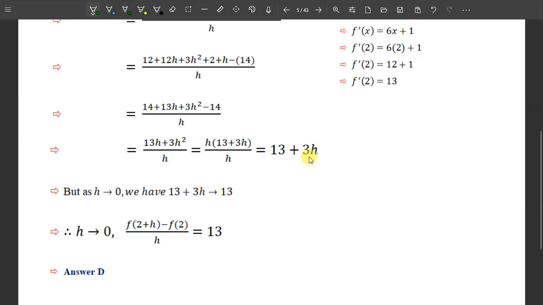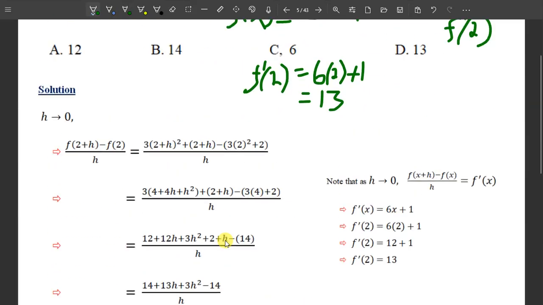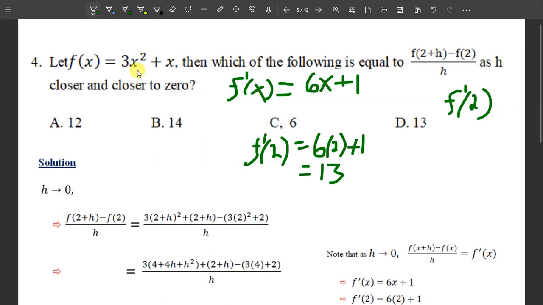Now as h approaches 0, this ratio approaches 13. As h goes to 0, 13 plus 3h approaches 13, and therefore this expression becomes 13, given that f of x is equal to 3x squared plus x. That is the last question.